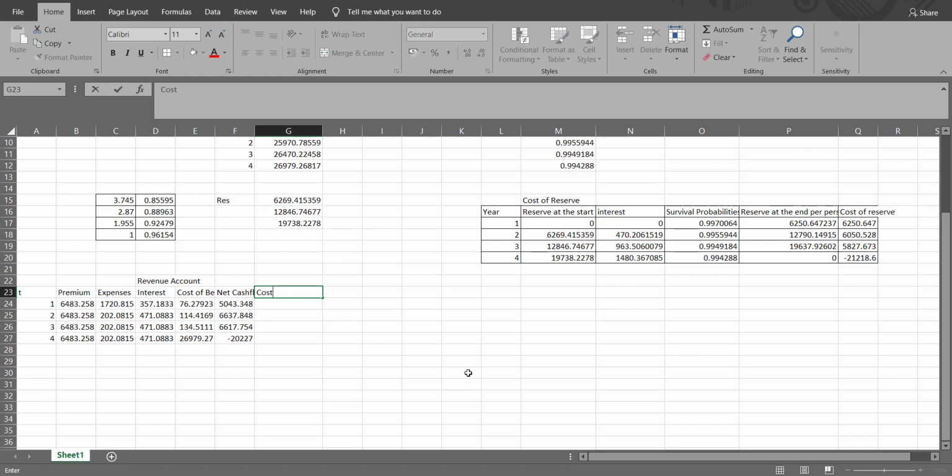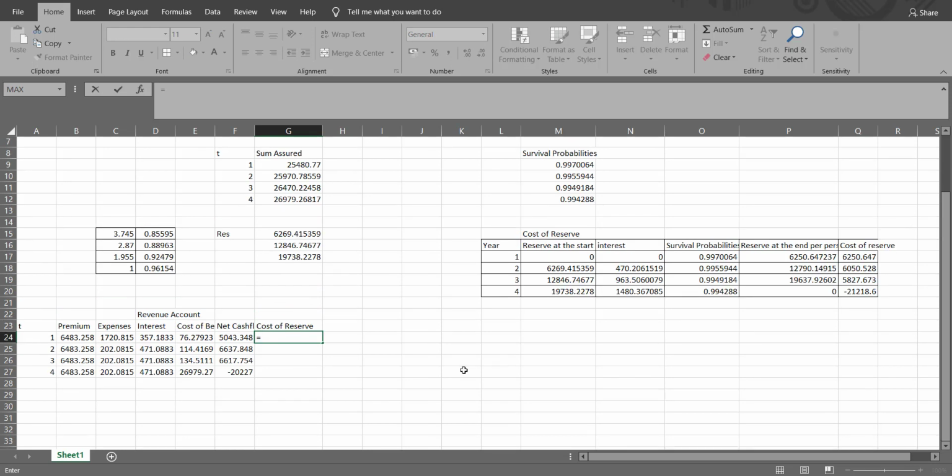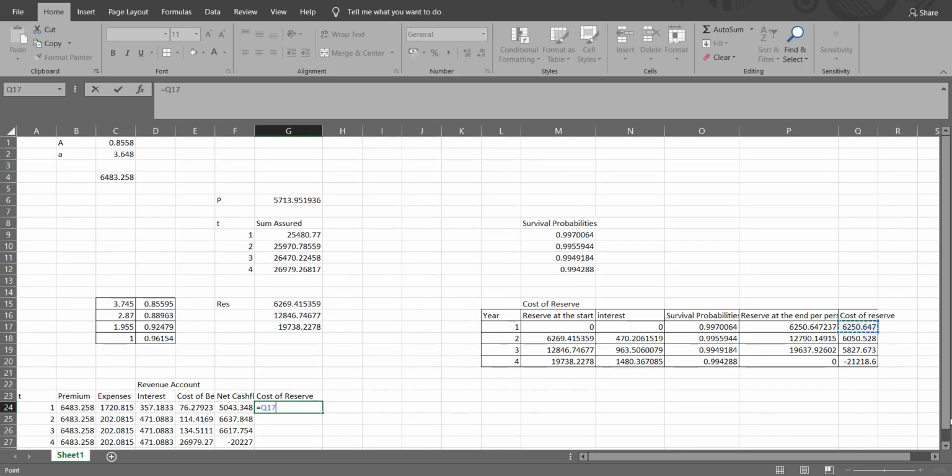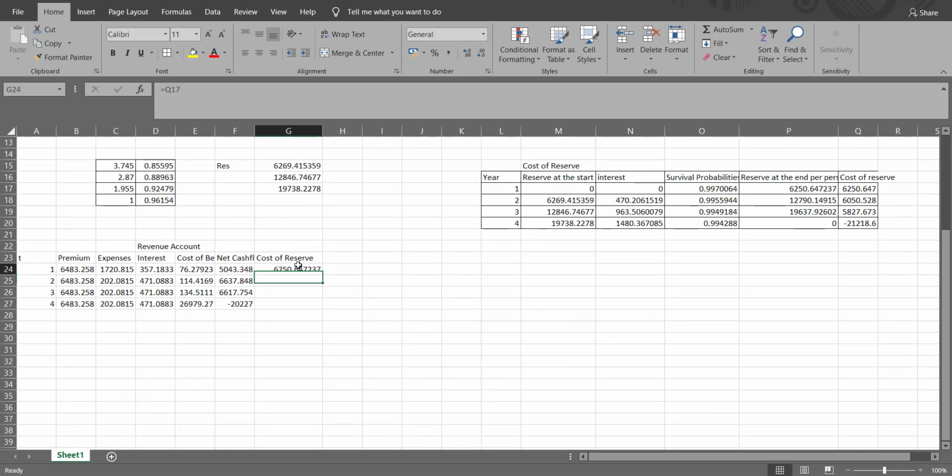And then you have your cost of reserve. Okay, cost of reserve is what? These numbers. Okay, so you just take them. So this is your cost of reserve, and what you can do from here is, well, you have your cost of reserve, so you can find the profit signature, right, which will just be equal to your net cash flow minus your cost of reserve. Yeah, so this is what your revenue account looks like.